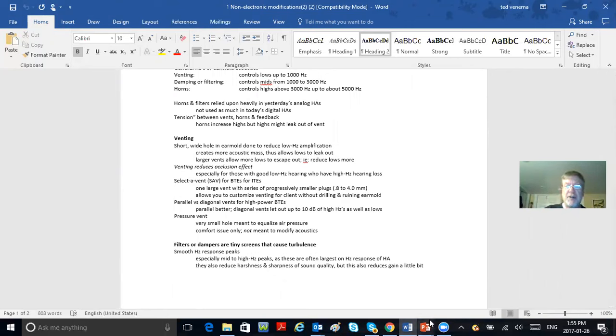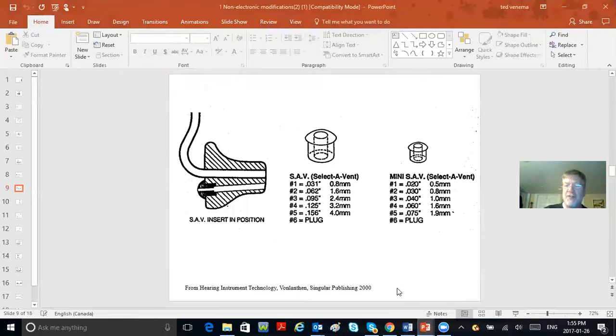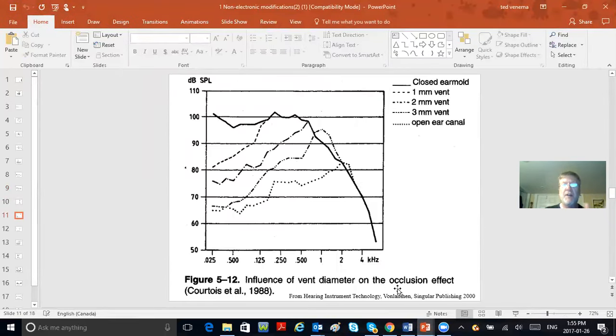To show you here, just in a picture, because I think it's always very valuable to look at this stuff, the bigger the vent, here's a small 1 millimeter vent. Here, closed ear mold. Lows aren't getting out. Little vent, a little bit of lows come out. The bigger and bigger the vent, the more the lows get out. Do you see that? Influence of vent diameter on the occlusion effect. And the effect of venting is mostly below 1,000 hertz.